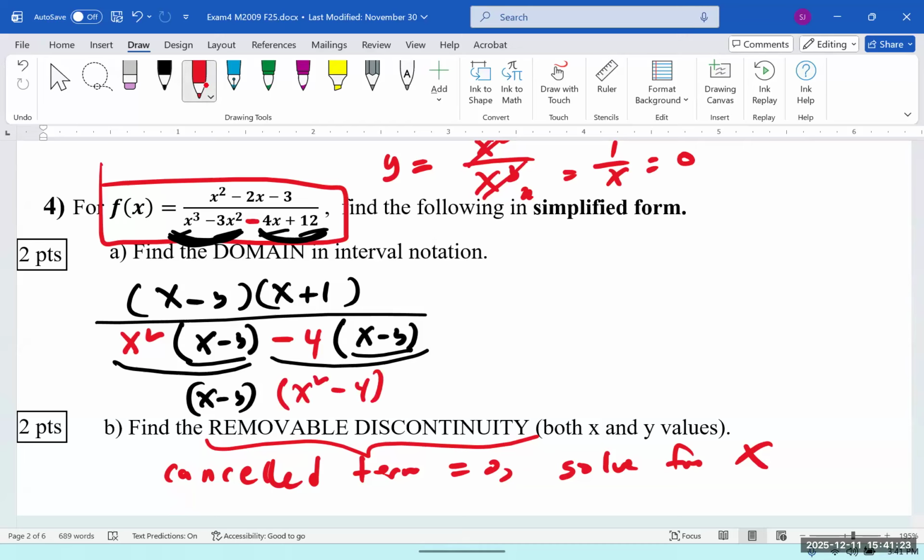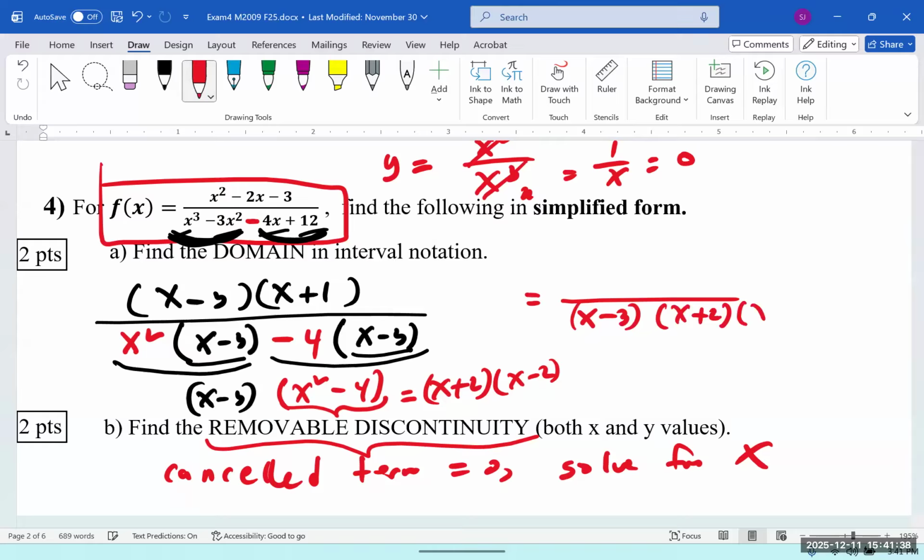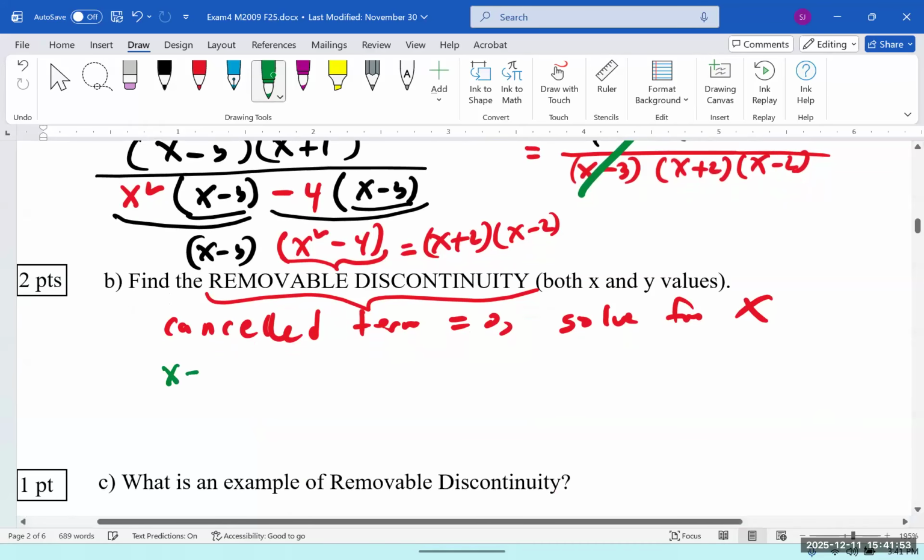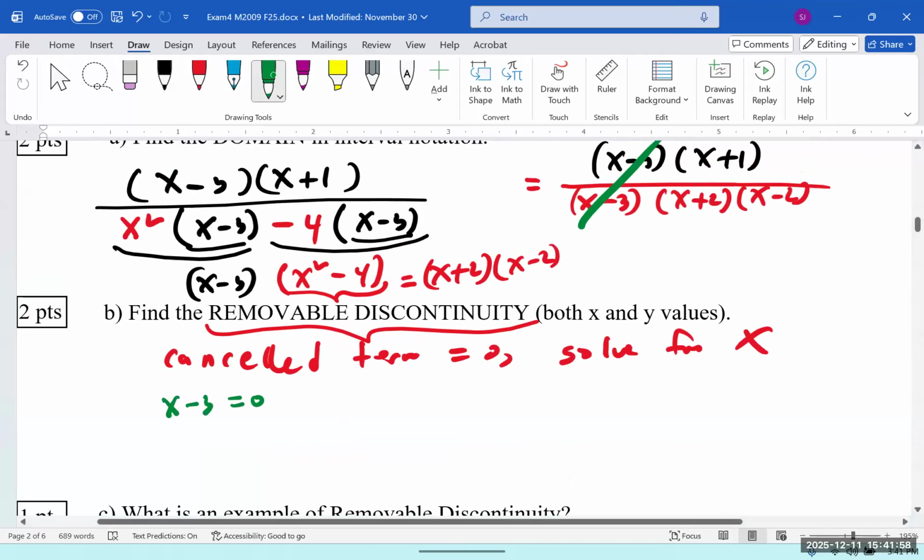But x squared minus 4 is more factorable. So what factors do we get from here? X plus 2, x minus 2. That means on the denominator, we have x minus 3, x plus 2, and x minus 2. And on the numerator, we have x minus 3 and x plus 1. So can you cancel anything? That means we set this x minus 3 equal to 0 to solve for x.